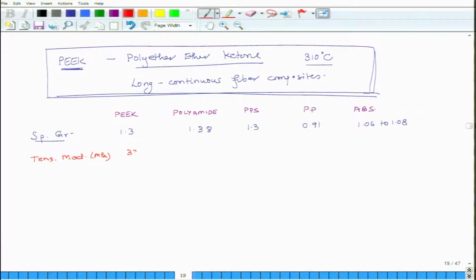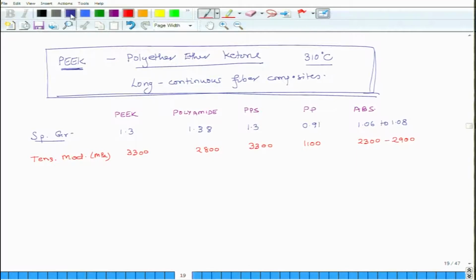So 3300, 2800, 33, 1100. So see, polypropylene, even though it is light, it is not that stiff, but for regular applications it works, and it is also very inexpensive. It is probably the cheapest matrix material available.